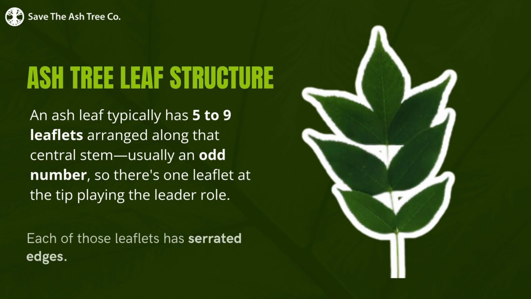Each of those leaflets has serrated edges, nice little teeth running along the margin. Run your finger along the edge, gently, this isn't a paper cut competition, and you'll feel those tiny serrations. Now here's where people sometimes get confused in the field. Each one of those leaflets might look like an individual leaf, but remember, the entire structure with all those leaflets, that's one compound leaf. Mind blown.